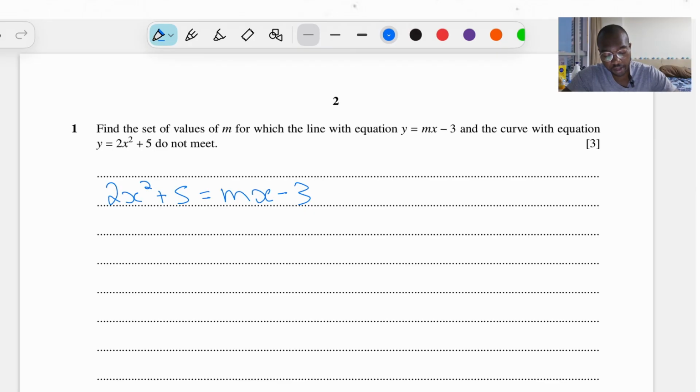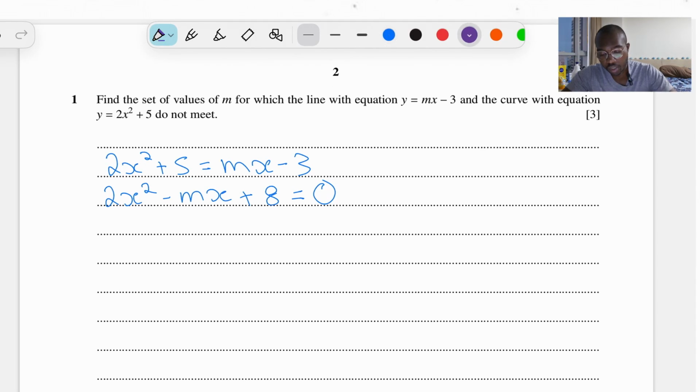Now, if we bring everything to the left side, we end up with 2x² - mx + 8 = 0. Now we have a quadratic equation, and if we consider the discriminant, we know that for something to not have any solutions, b² - 4ac is less than 0. So we just apply that to the values we've been given.